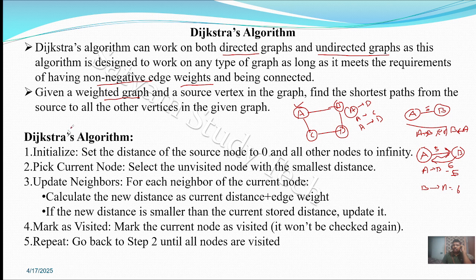Now let us discuss Dijkstra's algorithm. First, initialize the distance of the source node to 0 and all other nodes to infinity. Now pick the current node: select the unvisited node with the smallest distance and update the neighbors. For each neighbor of the current node, calculate the new distance as current distance plus edge weight. If the new distance is smaller than the currently stored distance, update it. Mark the current node as visited. Repeat step 2 until all nodes are visited.